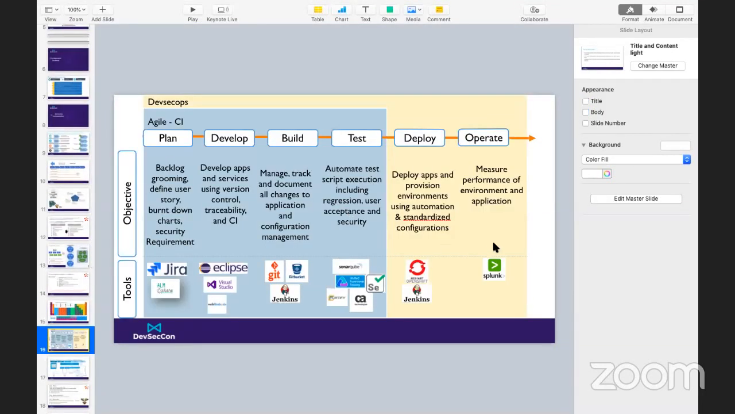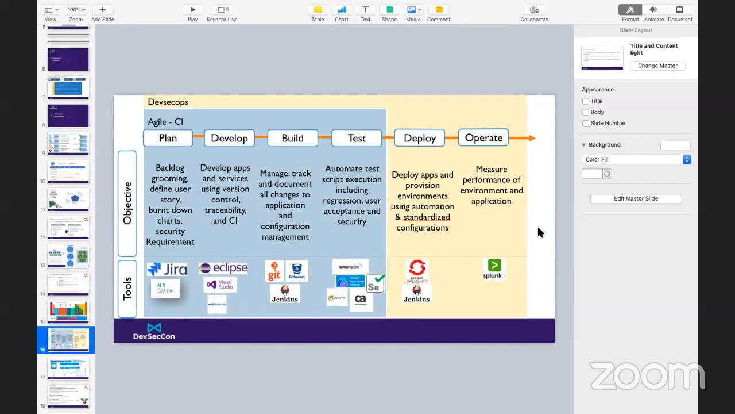When you see this, this is our map of the DevSecOps architecture from the process to the tools that we use. For each phase, we have already mapped the tools that we currently use. We can start from the plan phase. In the plan phase, the objective is to do backlog grooming. We define user stories, burndown charts, and security requirements, with tools that we use in Jira and ALM Octane.